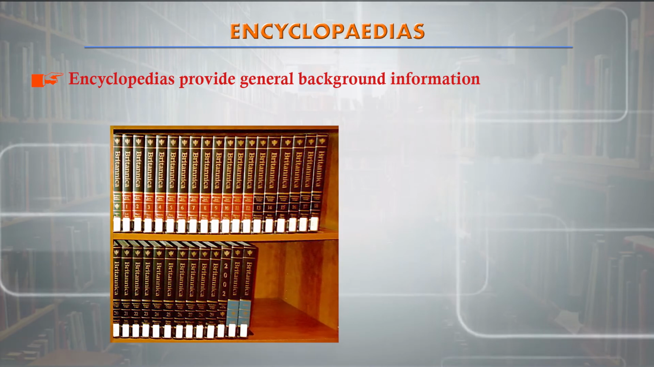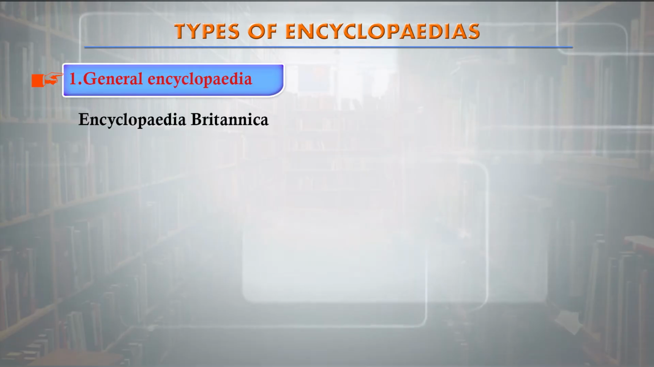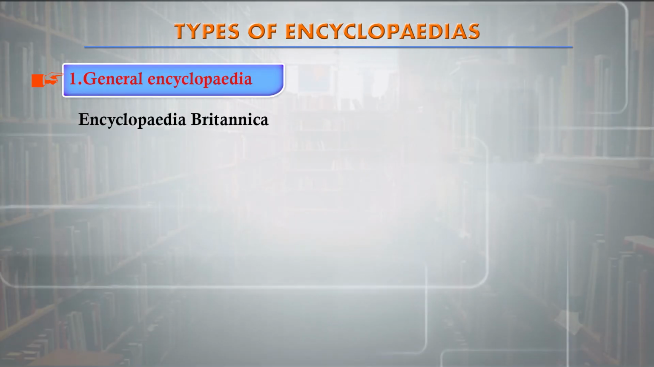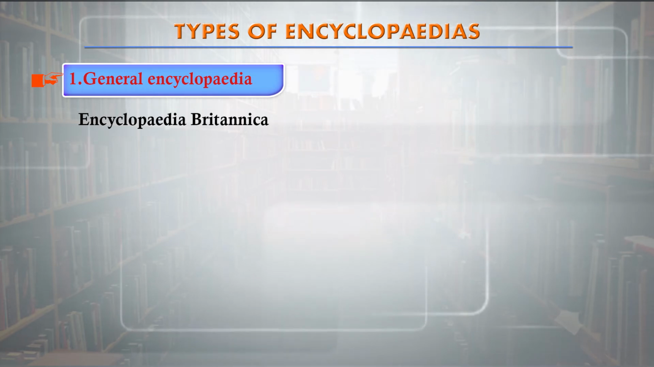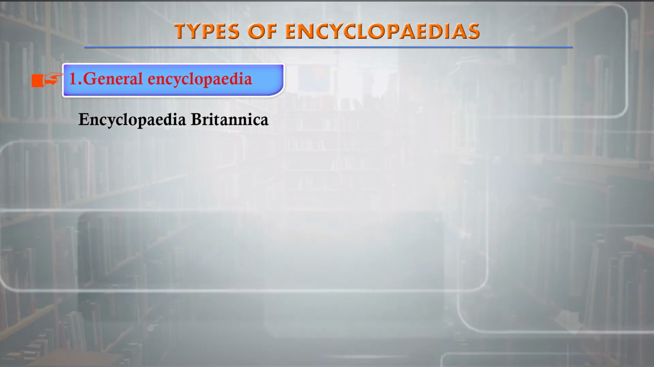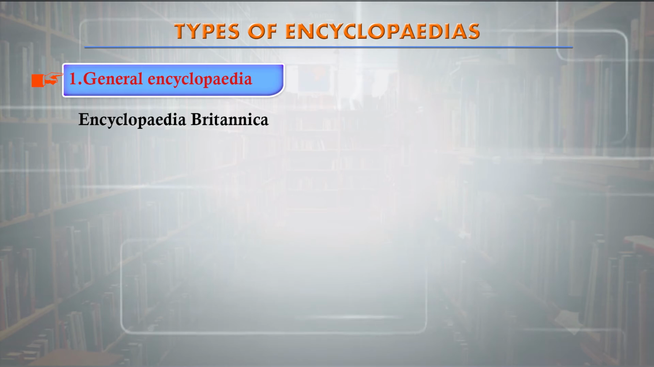Encyclopedias provide general background information. That is why they are known as the backbone of reference services in libraries. These are the most important sources which provide detailed information on any topic. Encyclopedias are generally of two types, general encyclopedias and subject encyclopedias. General encyclopedias cover information on all the topics. For example, Encyclopedia Britannica, this is a general encyclopedia.